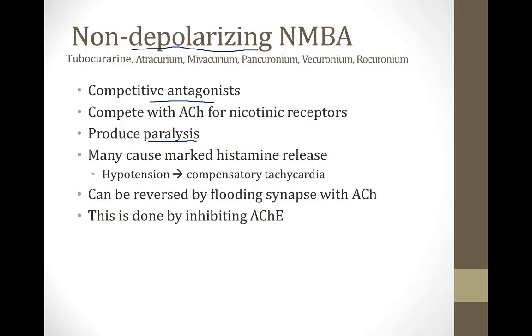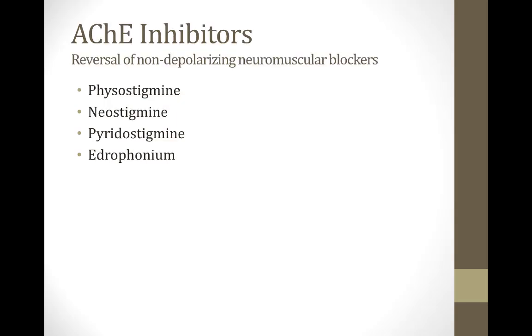Now you should know that many of these cause a marked histamine release, so patients can get hypotensive and can have a compensatory tachycardia. And you can reverse these drugs by flooding the synapse with acetylcholine, and the way you do that is by giving an acetylcholine esterase inhibitor, and that floods the synapse and bumps these drugs out of the way so the muscles can begin working again. Just for review, these are some of the acetylcholine esterase inhibitors that are sometimes given: physostigmine, neostigmine, pyridostigmine, and edrophonium. And we talk about these in the lecture on the autonomic nervous system.